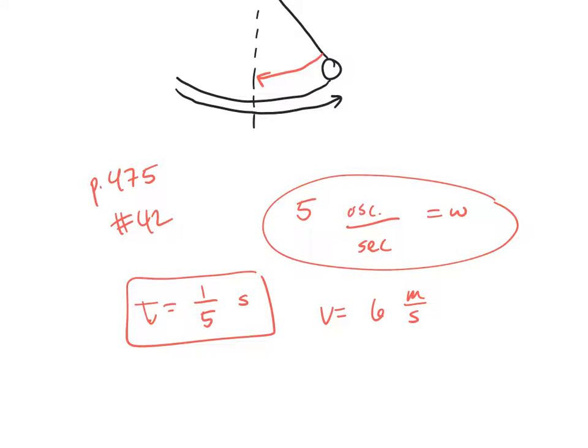That's part B. And then part C asks, what is the wavelength? To find wavelength, we use v equals lambda times frequency. We're looking for lambda in this case, so lambda equals v over f. That would just be 6 meters per second over 5 oscillations per second. So 6/5, and that'll be in meters, the units.